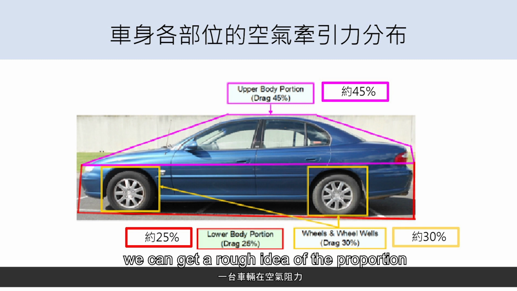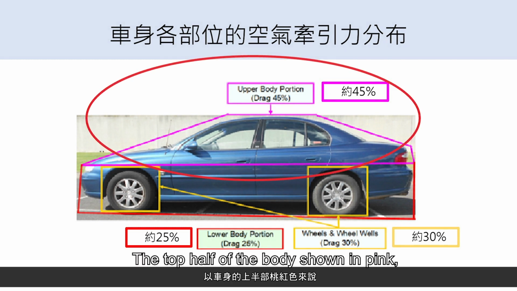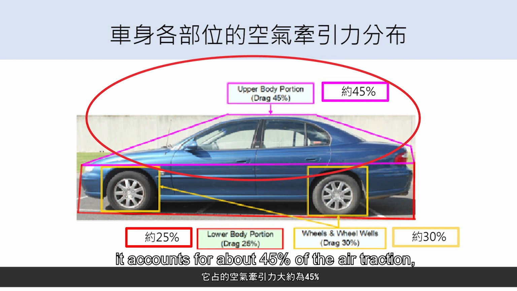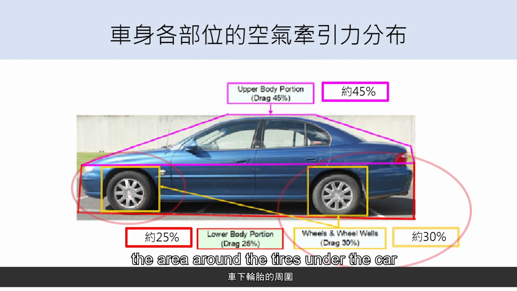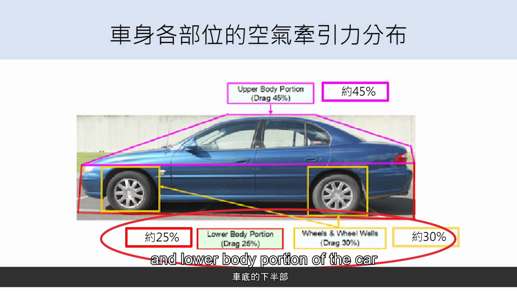In the following picture, we can get a rough idea of the proportion of air drag and traction in a vehicle. The top half of the body, shown in pink, accounts for about 45% of the air traction. The area around the tires under the car roughly accounts for about 30% of the air traction, and the lower body portion of the car roughly accounts for about 20% of air drag and traction.